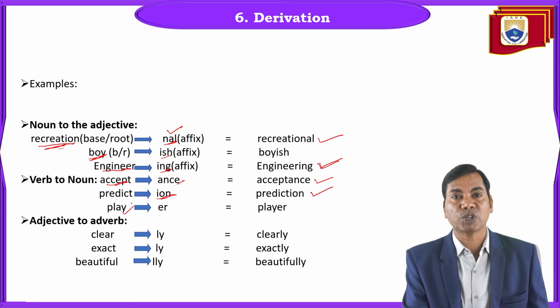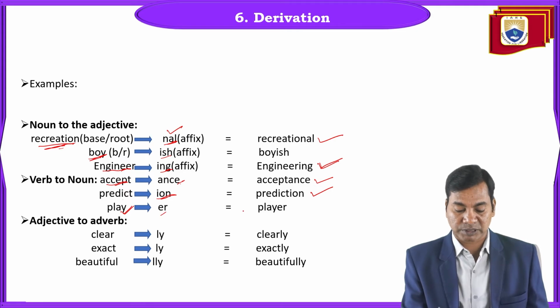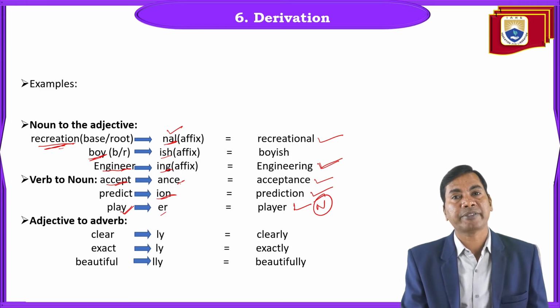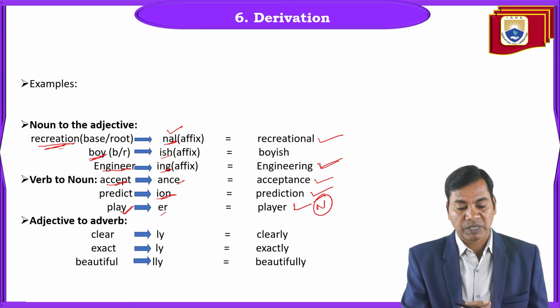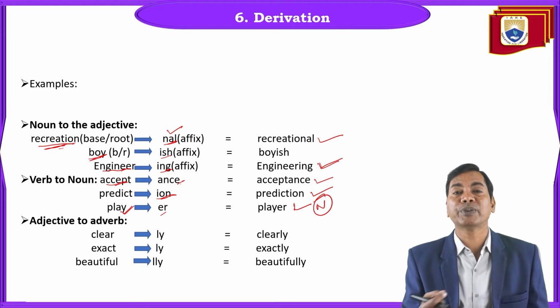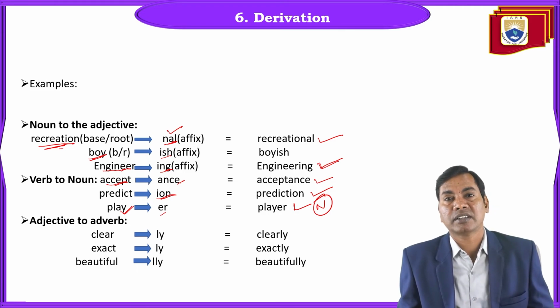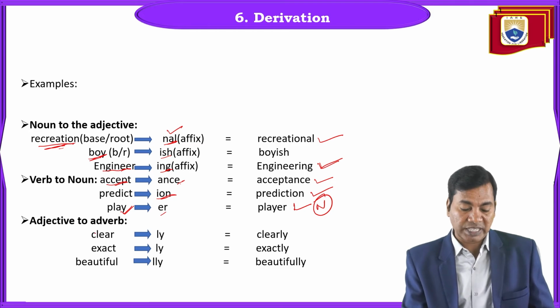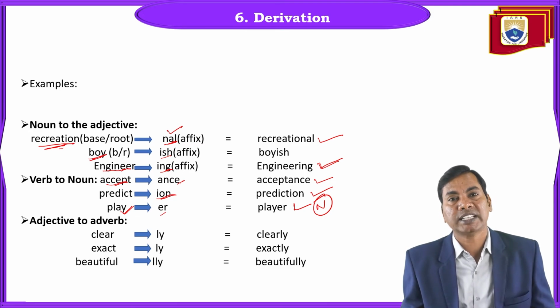Play is a verb, played, played, right? How do we derive a noun from the verb play? By affixing er to that, it becomes player, which is a noun. So we are looking at how to derive nouns from verbs, and adjectives from nouns, by using derivation. Now look at the third example, how to derive adverbs from adjectives.